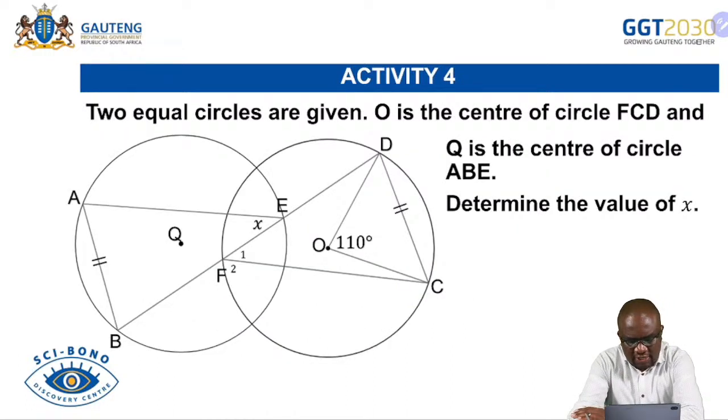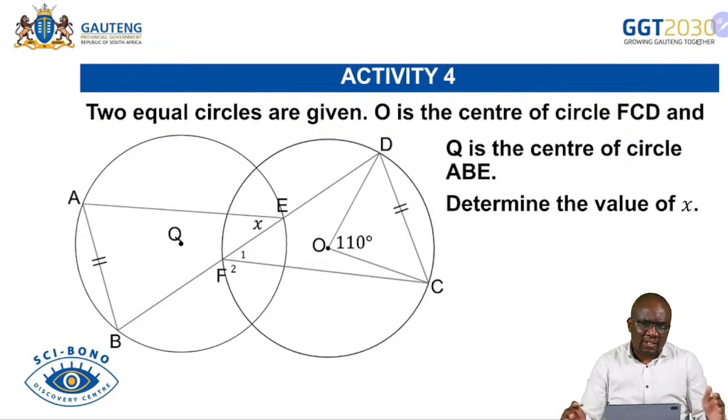2 equal circles are given. O is the center of circle FCD, and Q is the center of circle ABE. Determine the value of X. I'm not going to say anything. Read the information and answer the question. I'm going to give you 2 minutes. Let's try.